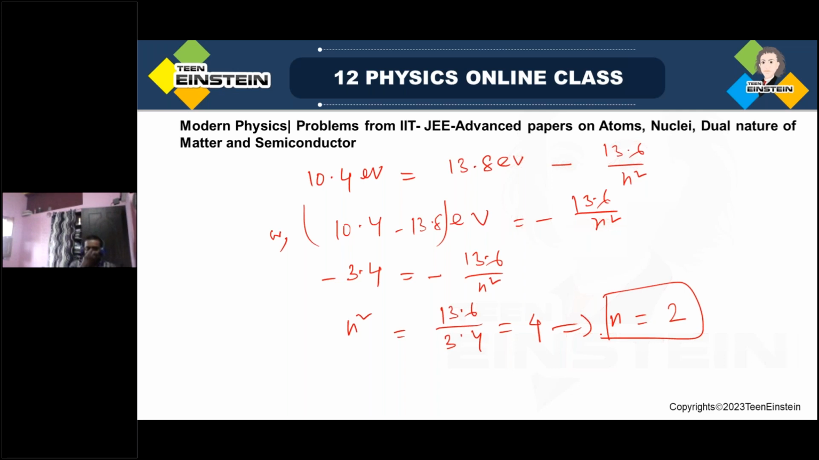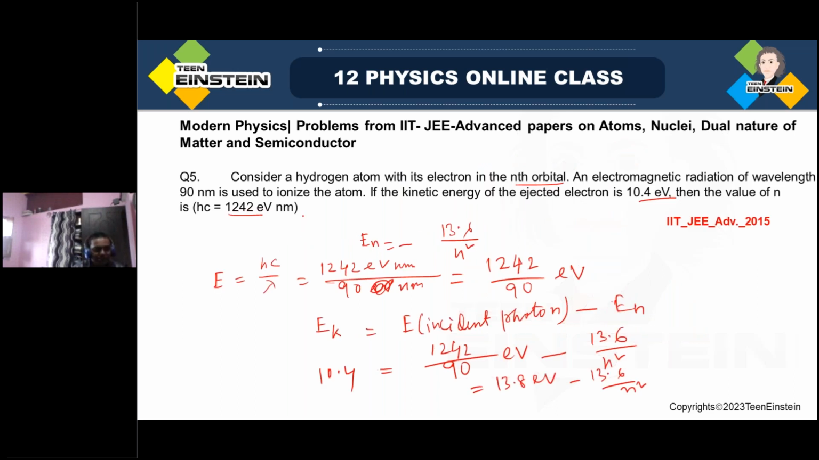So you had to find out the value of n here, and n is found to be 2. This is how you have to solve the problems. We'll stop here for today. We'll pick up many more questions from the modern physics part in the subsequent classes.